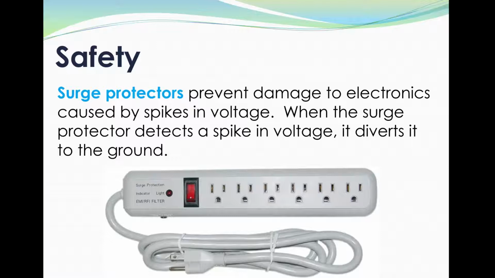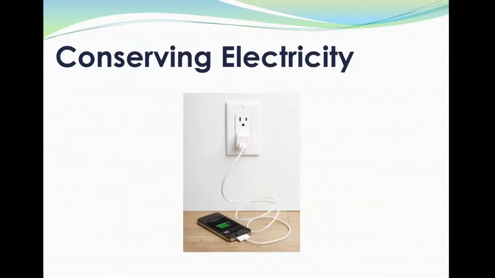Okay, there's a connection to the ground right over here, this prong right here. Electricity can go right into the ground when there's too much, and there's a spike in the voltage. That extra can go into the ground.